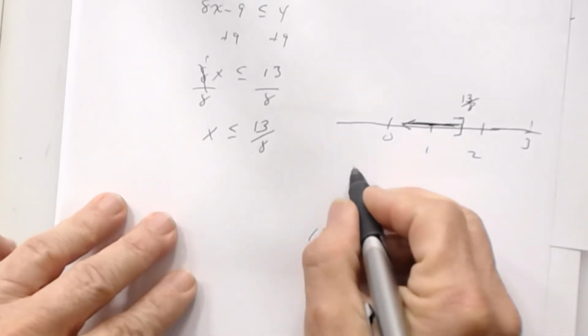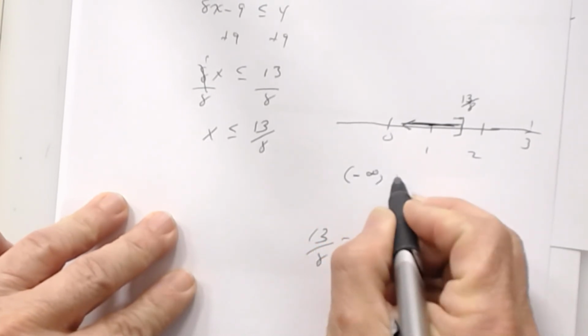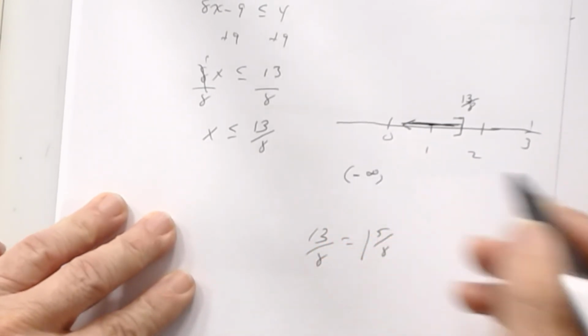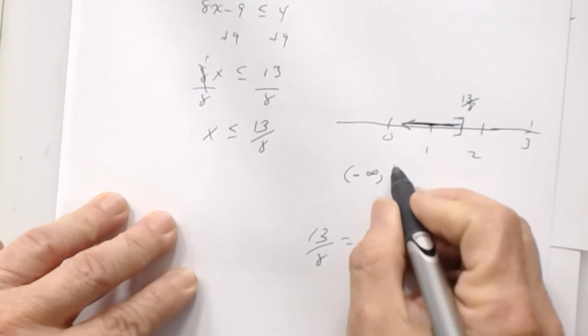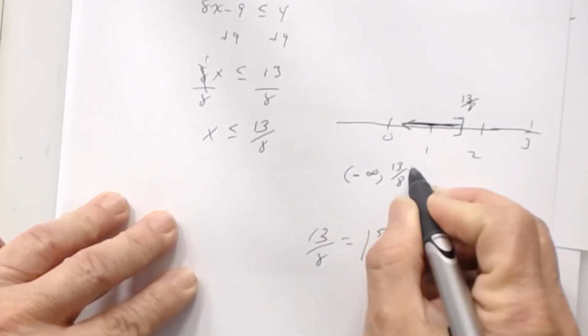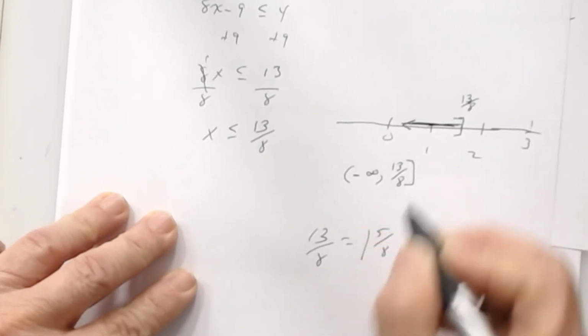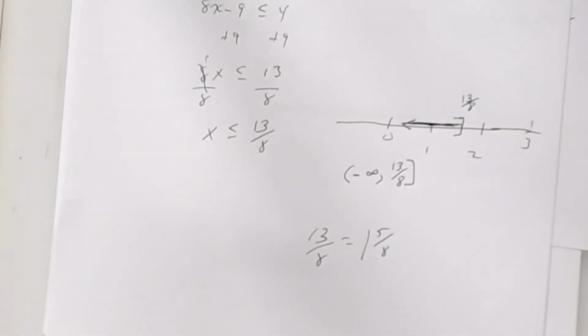So you're going to say parentheses negative infinity, comma. You can say 13/8 or you can say 1 and what? 5/8. It does not matter. And then what do I put though? Bracket. All right, and so that was it. Okay? That's all this is.